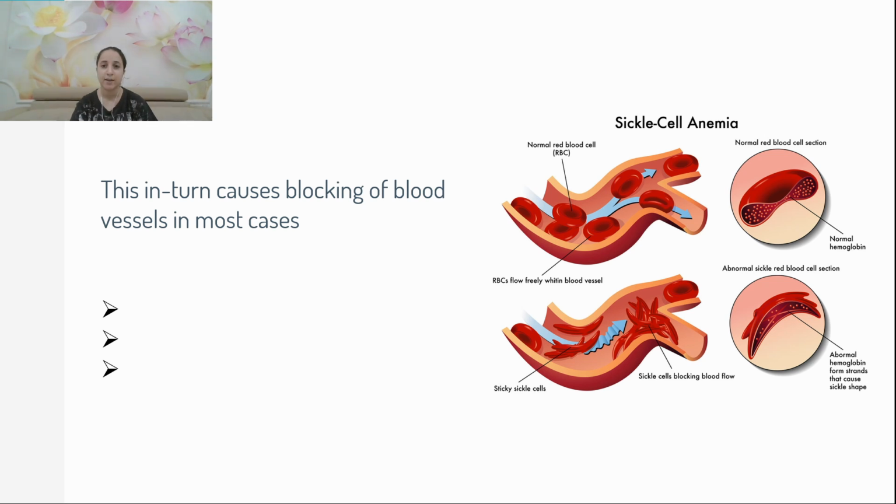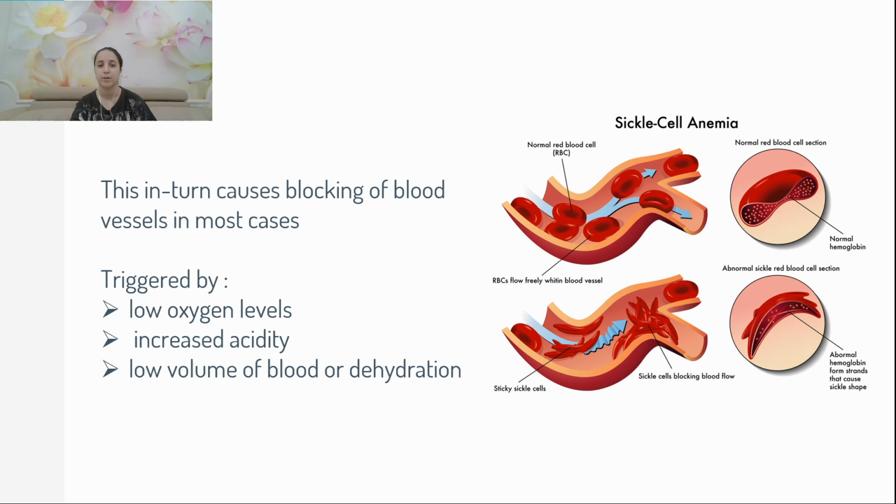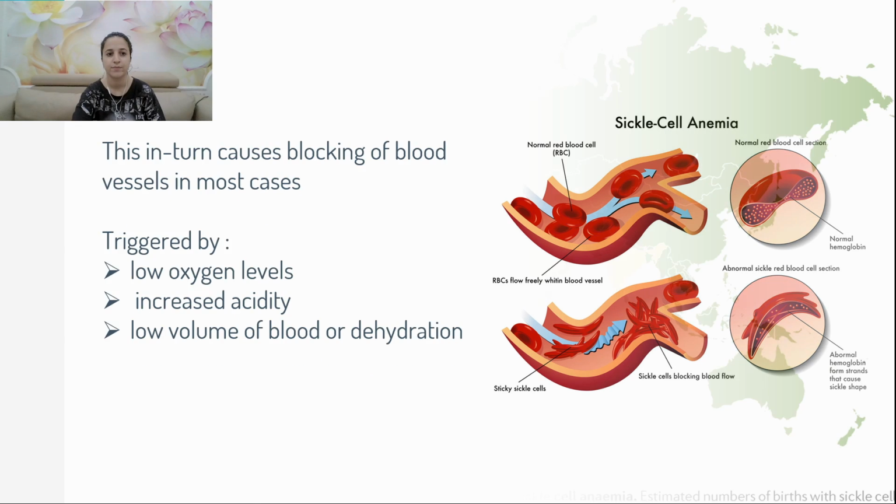The sickling of cells is not present throughout the lifespan of the person, but it is triggered by certain factors. These could be low oxygen levels, increased acidity, and low volume of blood or dehydration.